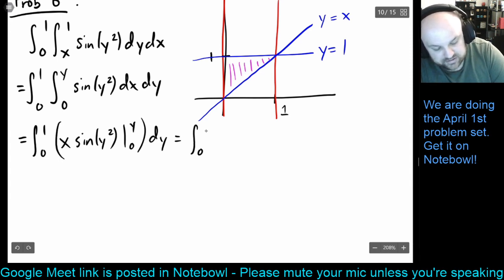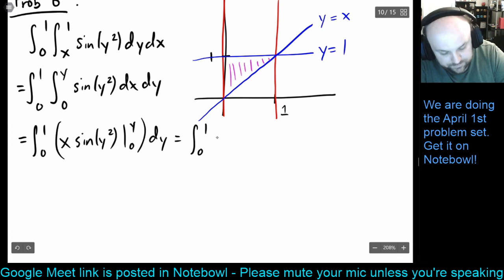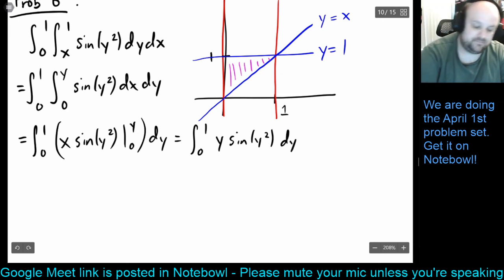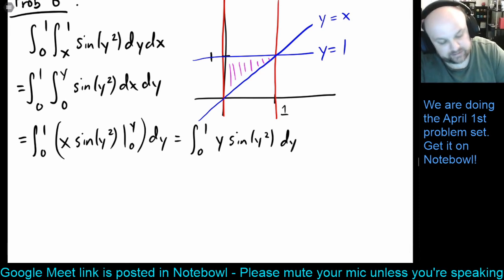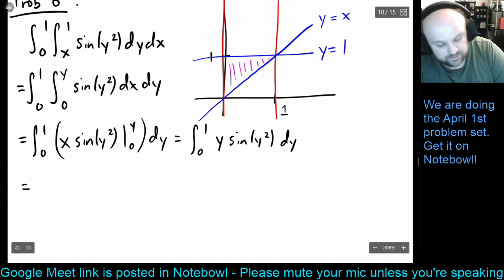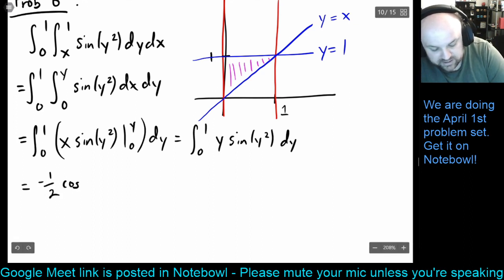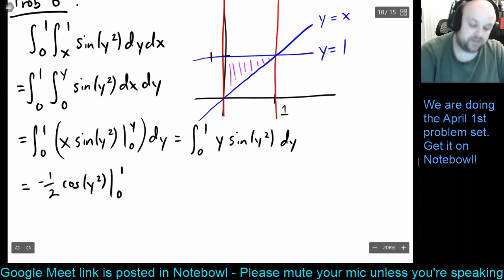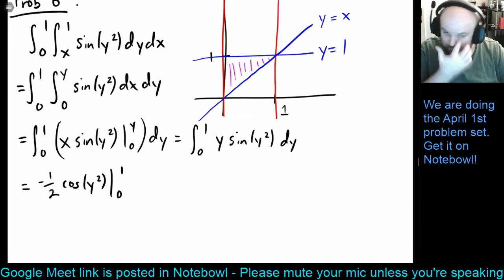which is 0 to 1. You're just going to get y sine of y squared dy. That's it. Right. Integrate that with respect to y, and you're going to end up with negative 1/2 cosine of y squared from 0 to 1. Right. And again, this is just a u substitution here.